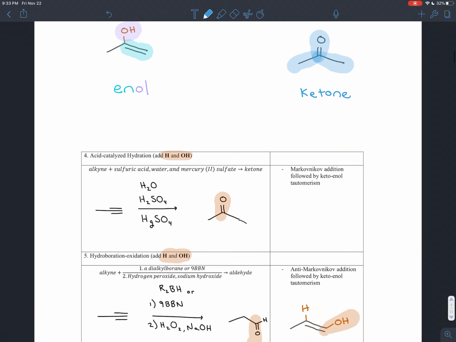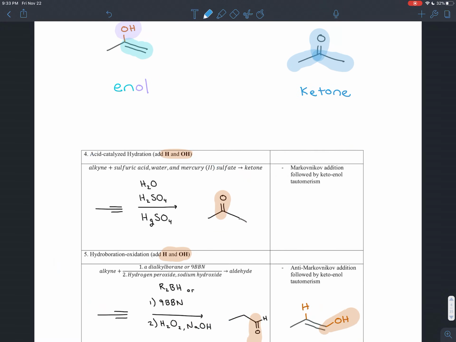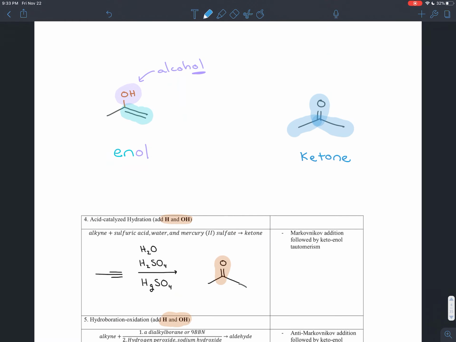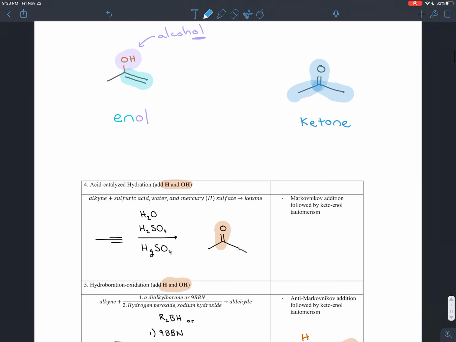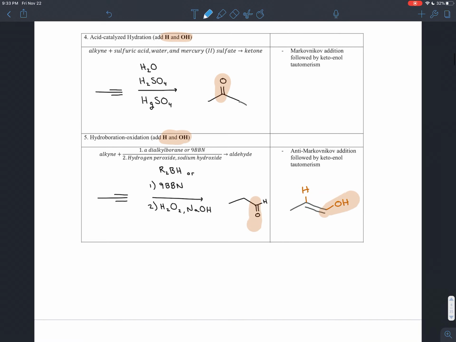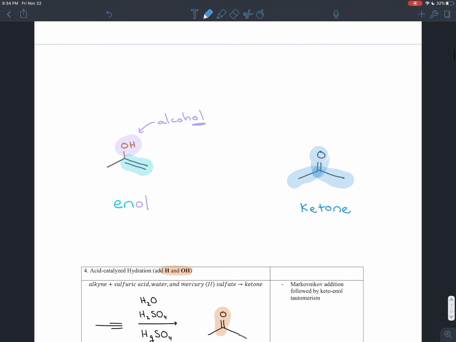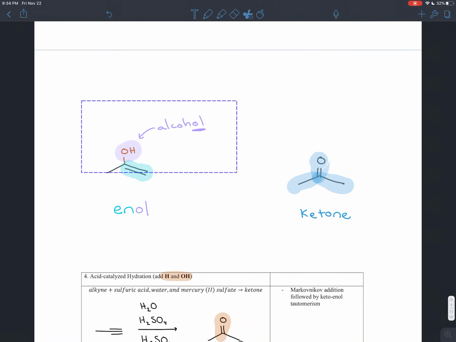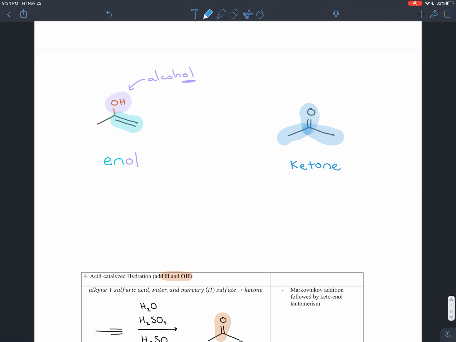So when you first do these hydration reactions, you get enols. But the enols quickly change either into a ketone or into an aldehyde. An aldehyde is like a ketone. You have the carbon double bonded to oxygen, but instead of being bonded to carbons on both sides, an aldehyde is bonded to a carbon on at least one side. Okay, so the enol and the ketone interconvert. And if you notice, the only difference between these two is the placement of one hydrogen.